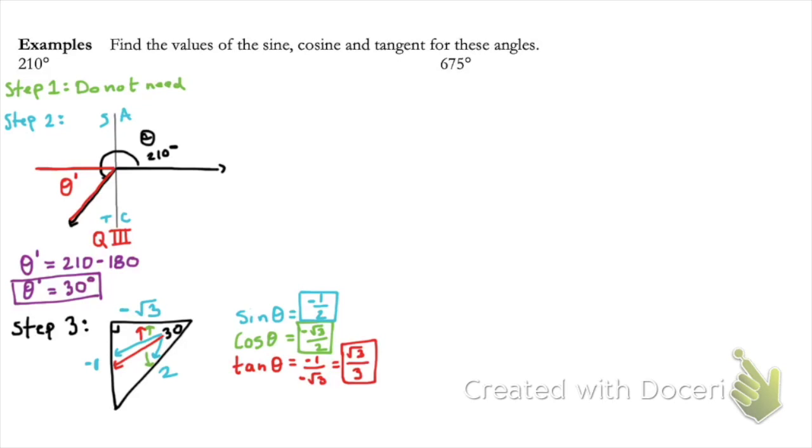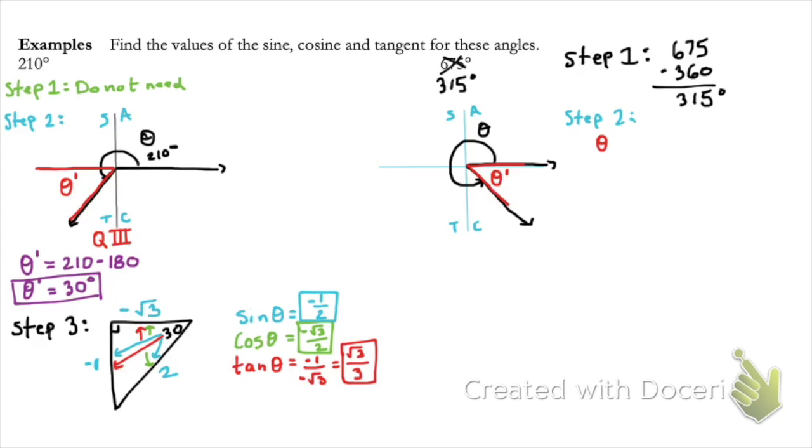Now we need to do it for 675. This is larger than 360, so I'm going to have to subtract 360 to find that coterminal angle. When I do that, step 1, I get 315. Step 2, I gotta draw it. Oh, let me change it first. There we go. So I've drawn it in. It should be in quadrant 4, where only cosine is positive. My reference angle is that small one in red, theta prime.